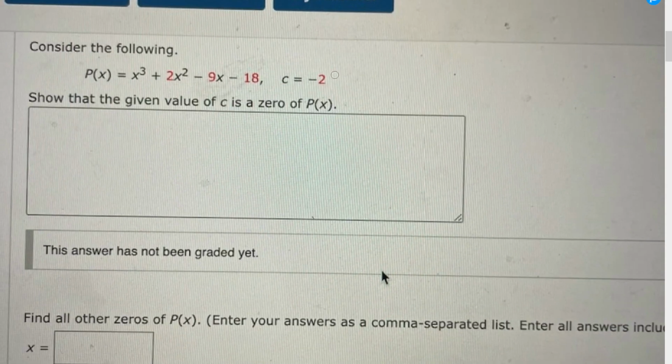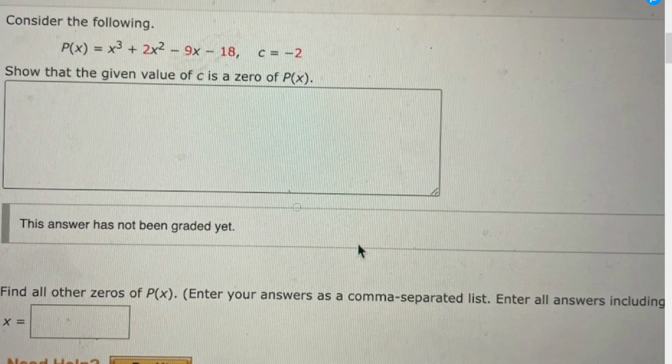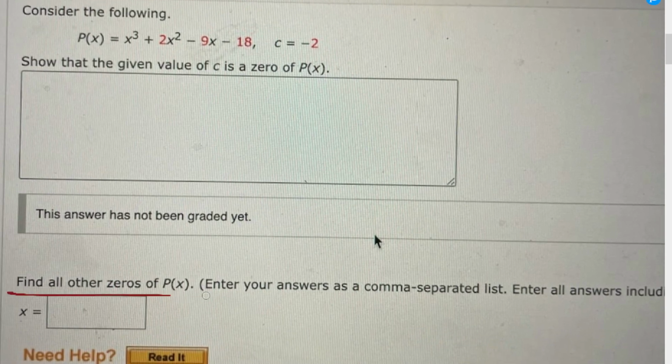First, we're assuming that -2 is a zero of this polynomial, but we need to prove that somehow. Then after we find that, we want to find all of the other zeros. Be careful: once you find them, we don't want to include -2 with that, or it will mark it wrong. I figured that out when I was helping someone else. I don't know why they decided to do it that way, but I guess the keyword was other.